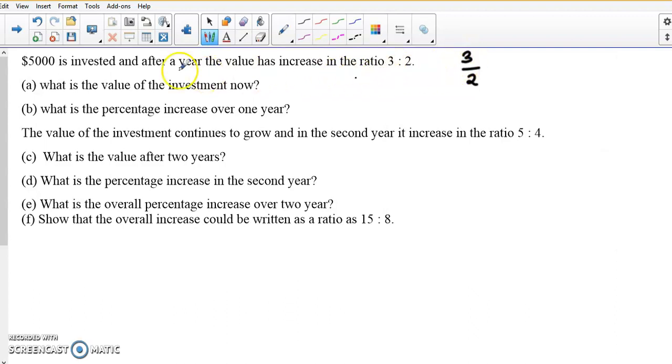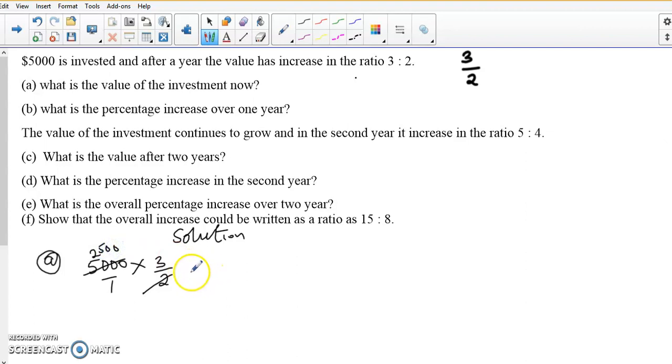Okay, now it says $5,000 is invested, and after a year the value increased in this ratio. That means the fraction will be this increase. Okay, so what is the value of the investment now? For us to find the value of the investment now, we have the $5,000 times the ratio of increasing, which is 3/2. So this cancels this, we have over 1.